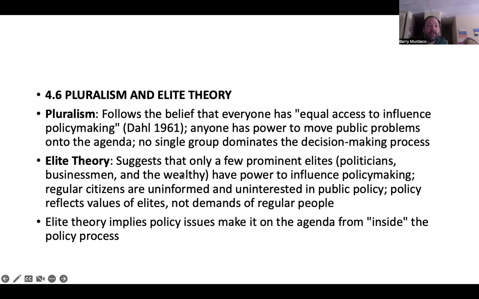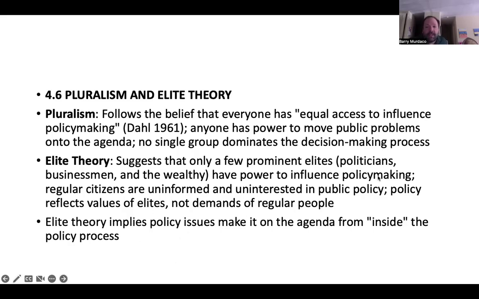So they go through three prevailing theories: a pluralism and elite theory, which they argue are sort of linked to each other. Pluralism follows the belief that everyone has equal access to influence policymaking. Anyone has the power to move public problems onto the agenda. No single group dominates the decision-making process. Again, no single group. So again, from this point of view, the wealthy don't have any significant advantage over the policymaking process.